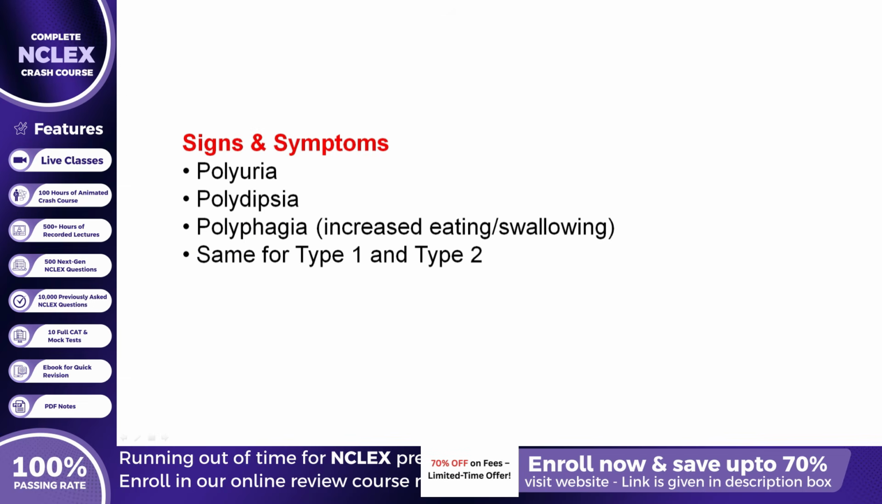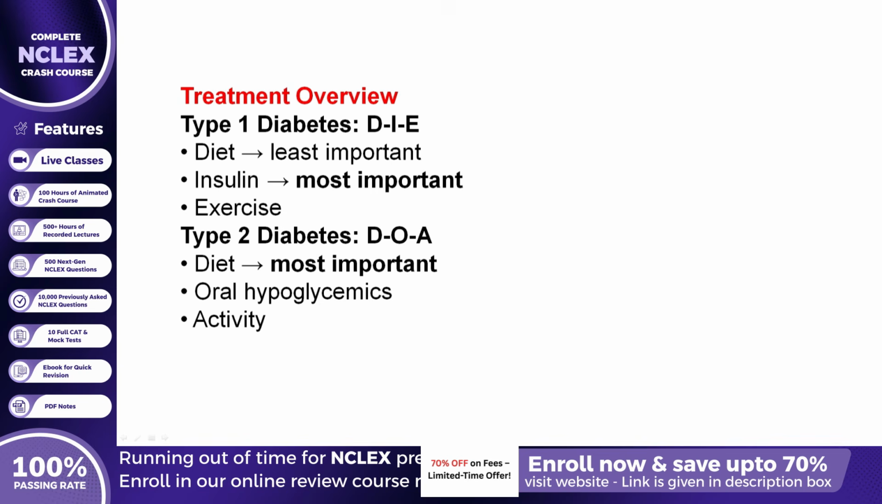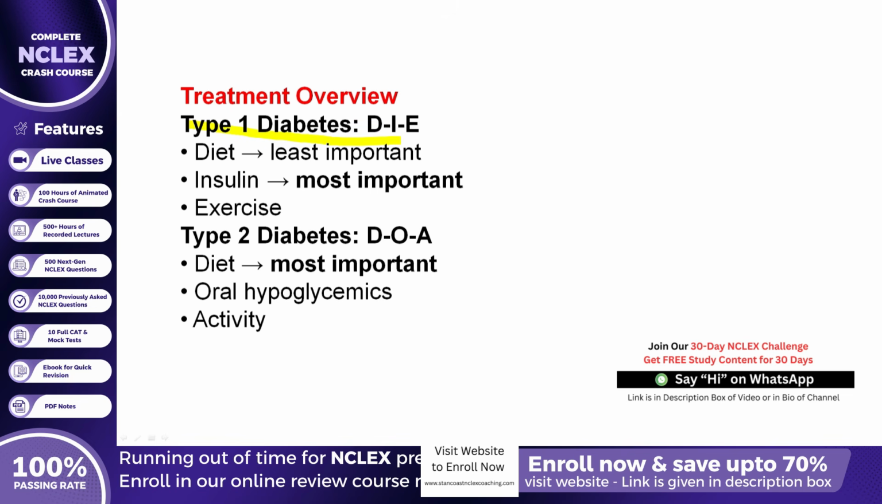Next, let us focus on the treatment overview. For type 1 diabetes, we use the acronym DIE. Diet is considered the least important. Insulin is the most important. Exercise also plays a role. For type 2 diabetes, we use the acronym DOA. Diet is the most important. Oral hypoglycemics are added, and activity is emphasized.